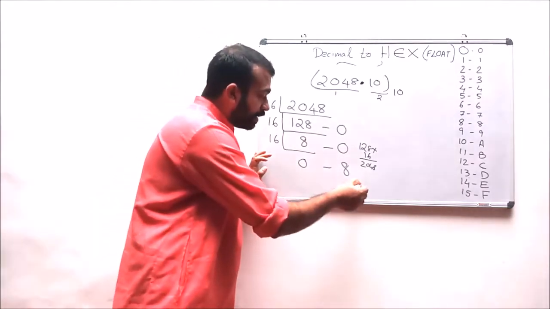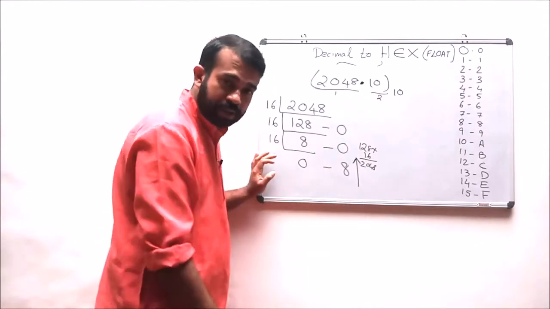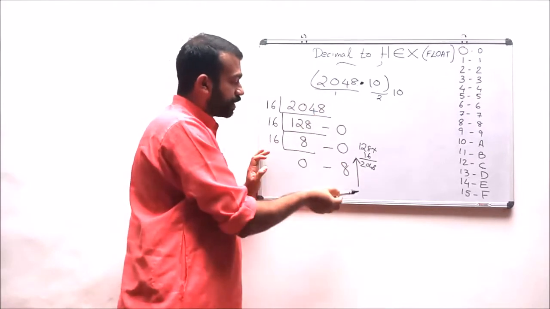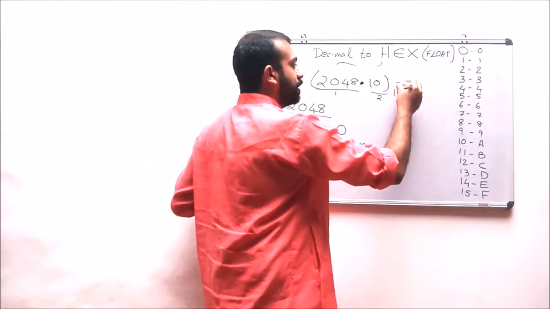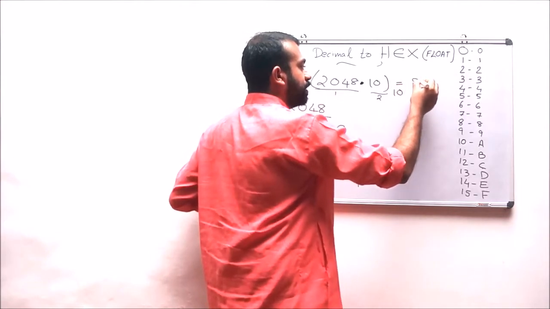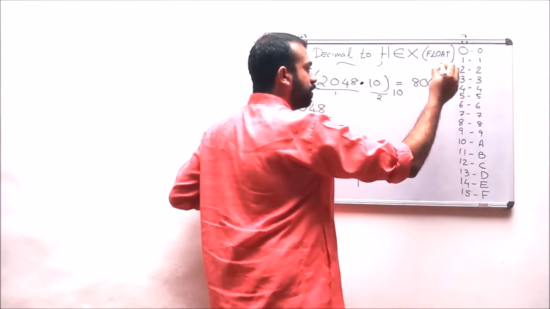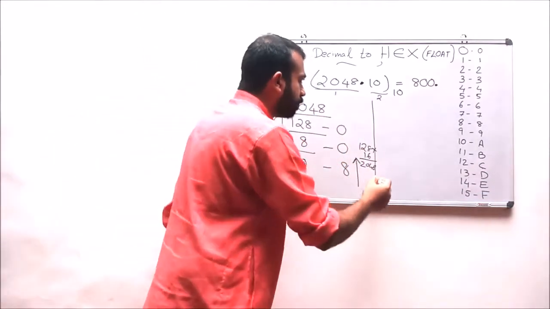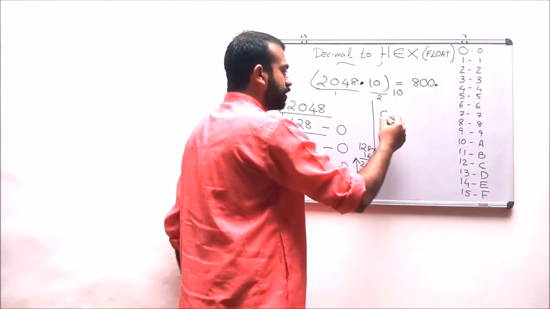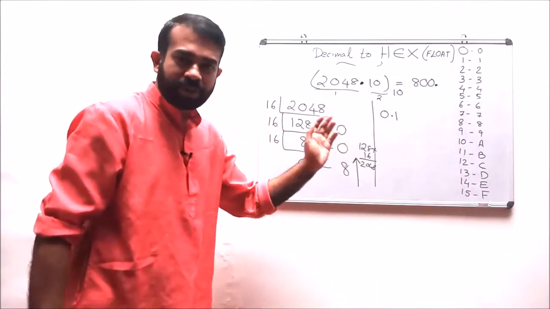Finally, the answer will be taken in the bottom to the top order. So the equivalent of 2048 is 800. So we can represent it as 800 point. In the second portion, the fractional portion is 0.1. 0.10 can be represented as 0.1.